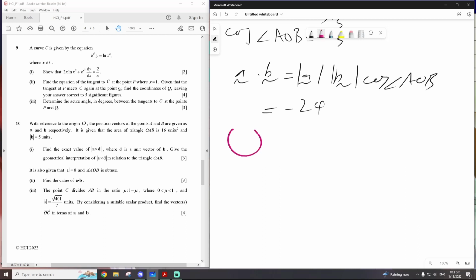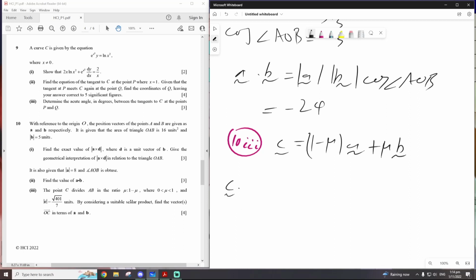Okay, here's the slightly annoying part. So point C divides AB in the ratio mu to 1 minus mu. Mod C is root 401 divided by 7. Okay, so this question is actually not too bad if you know the working. By ratio theorem, the vector C has the position vector of 1 minus mu times A plus mu B. Okay? So how do I consider the suitable scalar product? Well, I am given mod C. If I dot a vector with itself, I get the square of the mod, right? Furthermore, I know what is A dot B. So I can actually do C dot C.